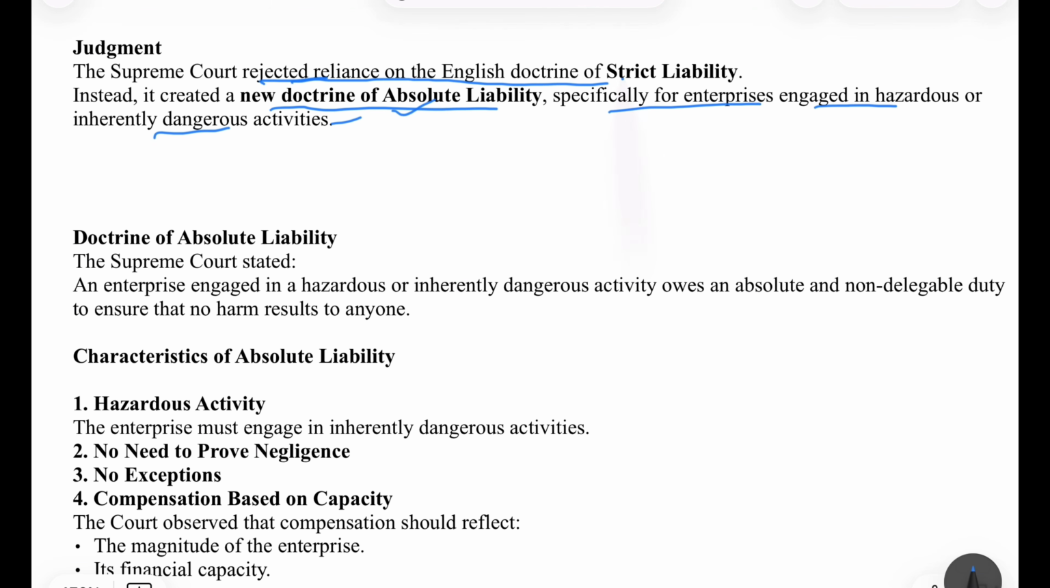But why did the court reject strict liability? Because the court held that the older rule, that is strict liability, with its many exceptions, did not adequately protect the public in modern industrial society. Because of this reason, it did not rely on it, because generally hazardous industries, many big corporate industries, use the exceptions which are available under strict liability, and they avoid paying compensation to the victims themselves.